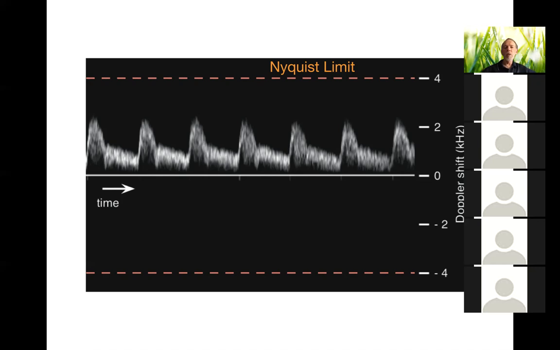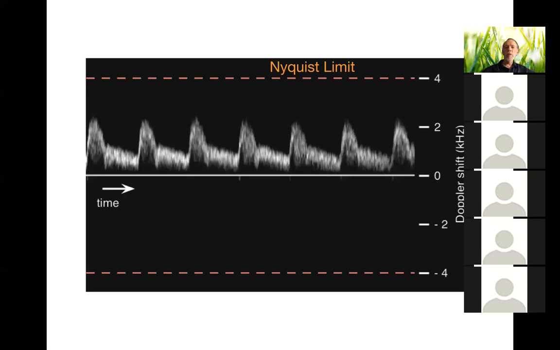Those bounds are called the Nyquist limit. That Nyquist limit is a particular frequency. In this particular example, it's 4 kilohertz. The way you find out what the Nyquist limit is is very, very simple. You look at the Doppler pulse repetition frequency and you divide that by 2. So the Nyquist limit is 1/2 of the Doppler pulse repetition frequency.